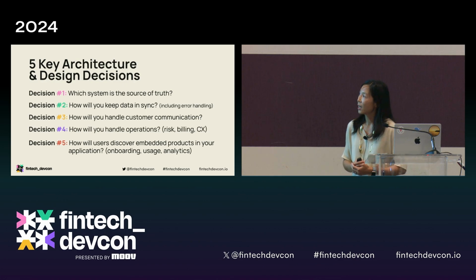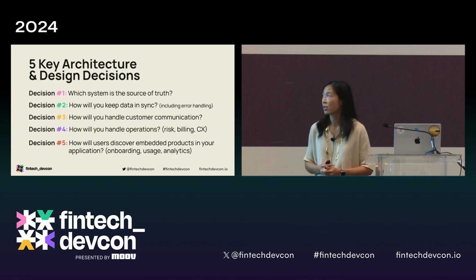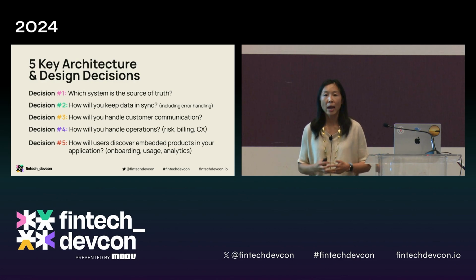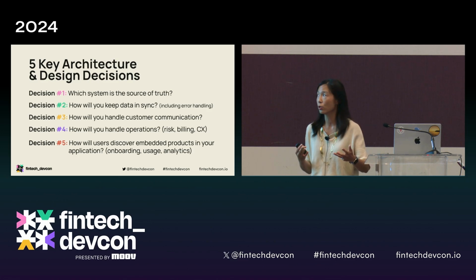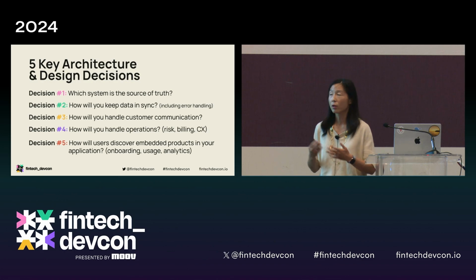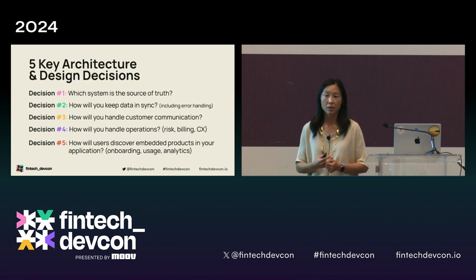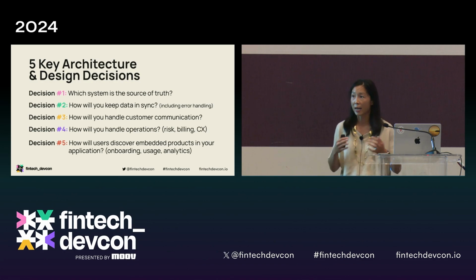And then lastly, how will users discover embedded products in your application? So how do they find out that you just added a new embedded fintech product into your all-in-one solution? How do they onboard? What are the usage analytics that you have to really build in to make sure that you're tracking all of that properly?